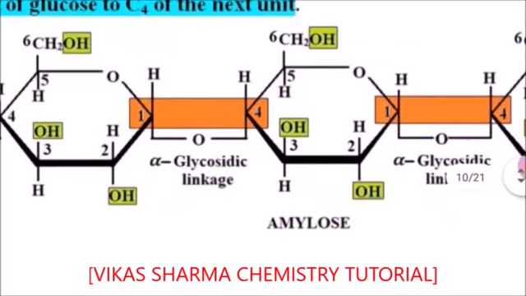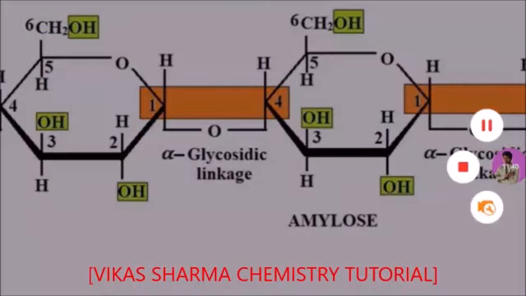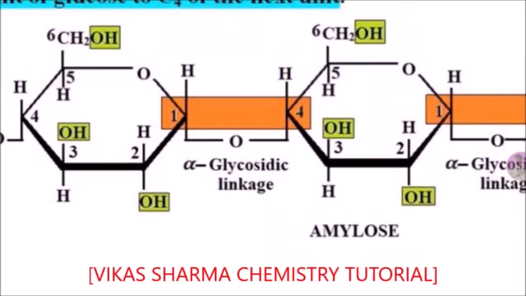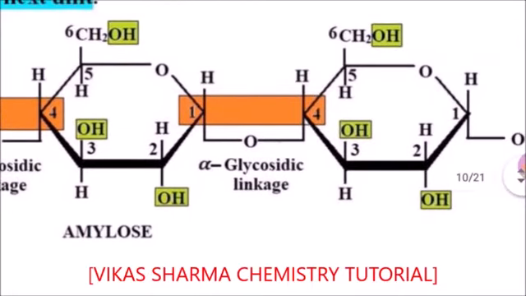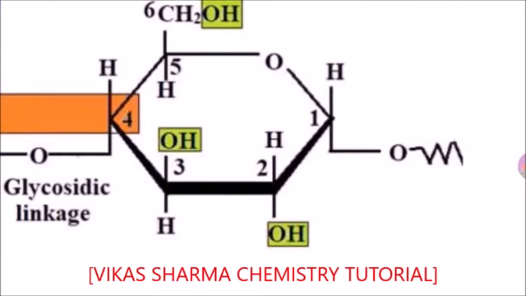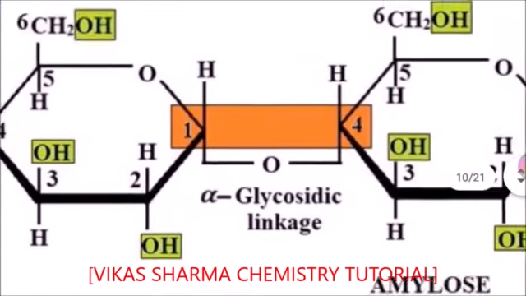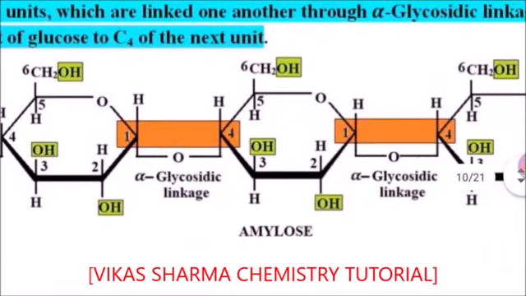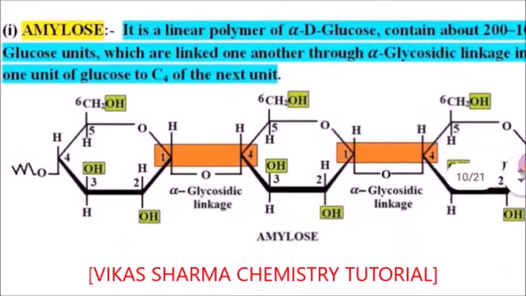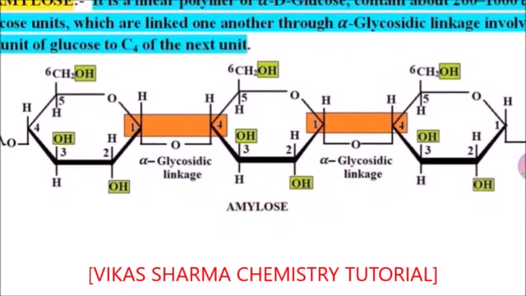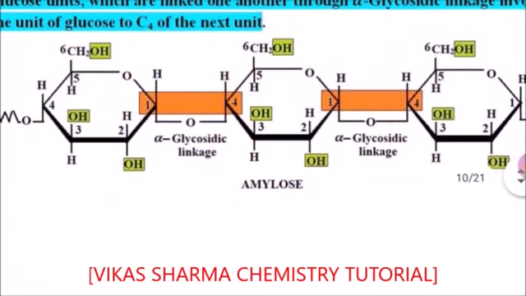In the display you can easily see the units. In amylose, the C1 of one unit is joined to the next unit by an alpha glycosidic linkage, C1 to C4, then C1 to C4, and so on through the O. It means it's a very long chain, so it shows the properties of a long chain polymer. So students, this is the structure of amylose, with alpha glycosidic linkage joining C1 to C4 of the next unit.